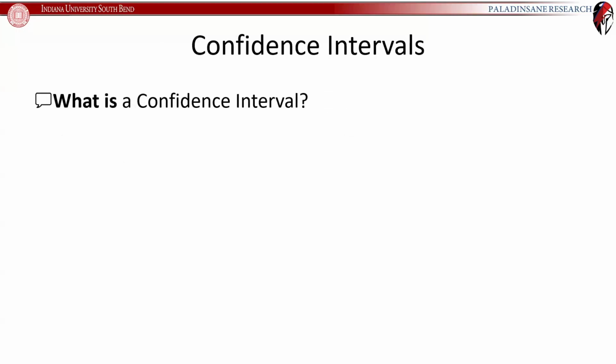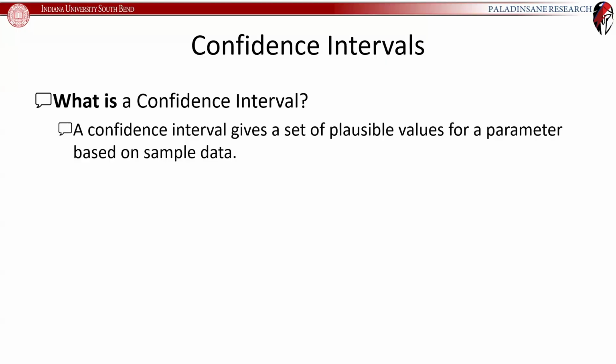So what is a confidence interval? So this is from your textbook. A confidence interval gives a set of plausible values for a parameter based on sample data. So the two important things there is, first, it gives you a set of plausible values for a parameter. So a confidence interval is an interval. It is a set of values. It's not a single value. It's a set of values.